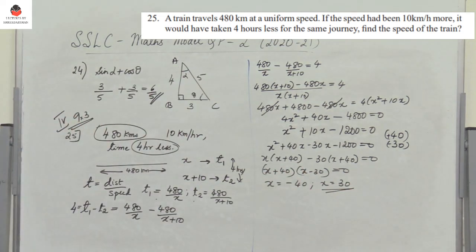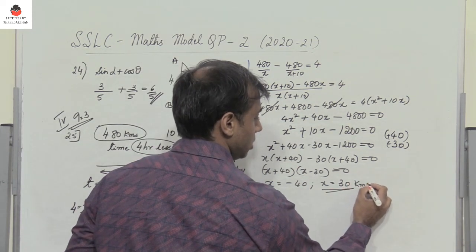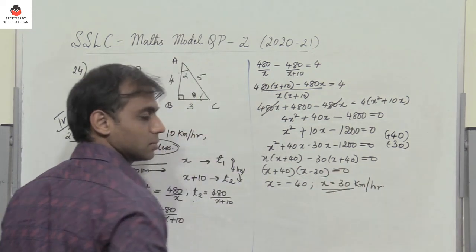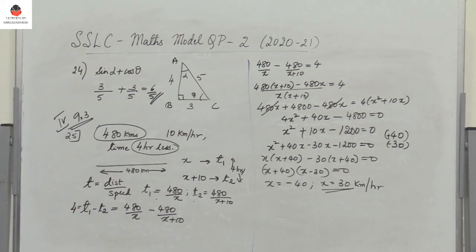So now the speed cannot be negative. So minus 40 is not the right option. So the only option is x equal to 30. So the speed is 30 kilometer per hour. So this is what we had to calculate. So moving on with the next one.